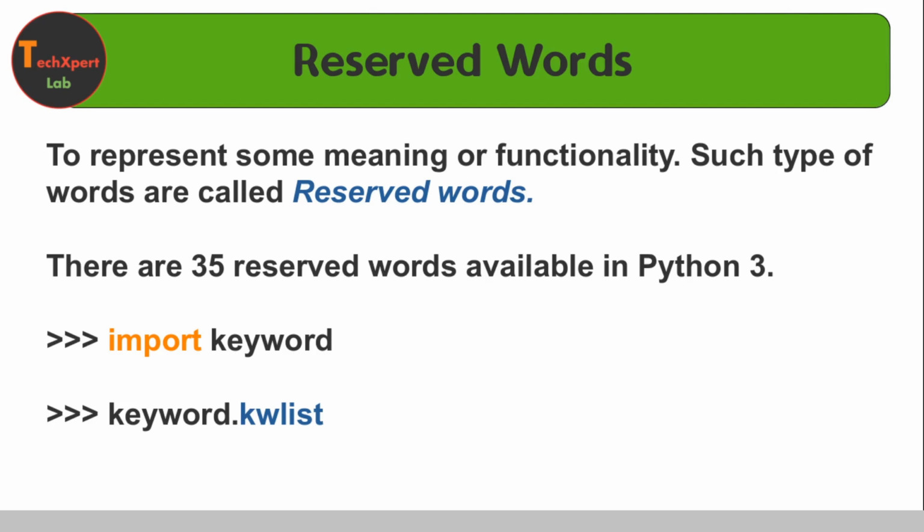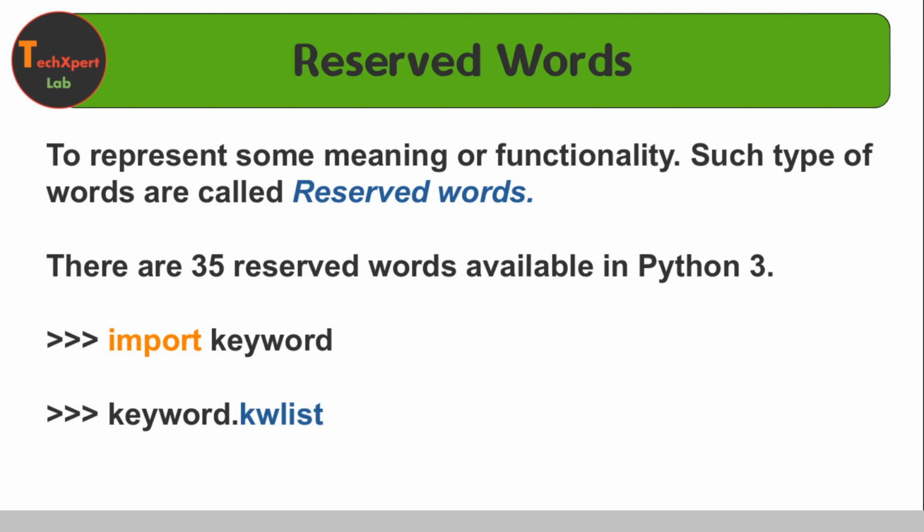In Python, these reserved words represent something meaningful or a particular functionality, so that you can remember these words for your entire application, and it will be a benefit. Just by remembering those words you can easily write your program. Those words are listed under the keyword module. In Python there are 35 reserved words available so that you can make use of them very easily.